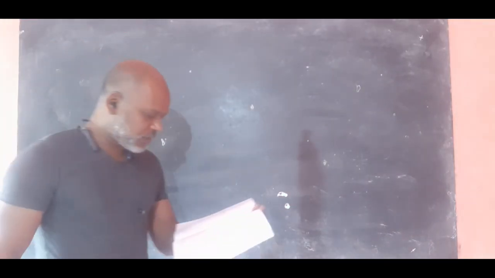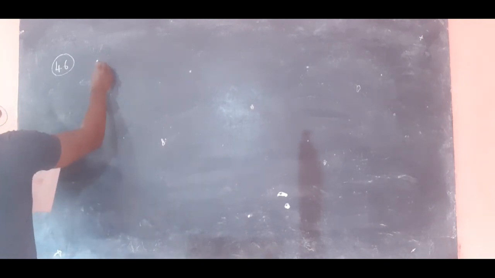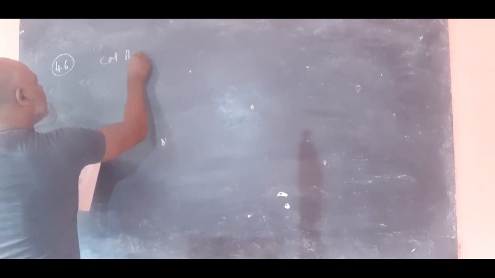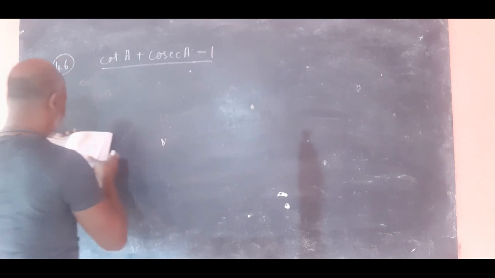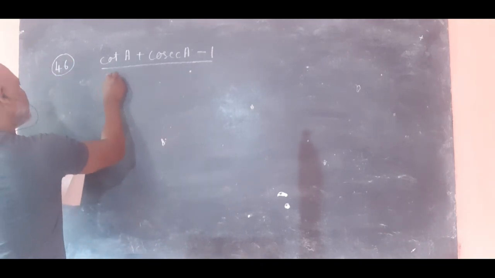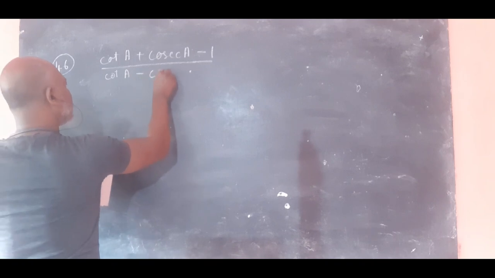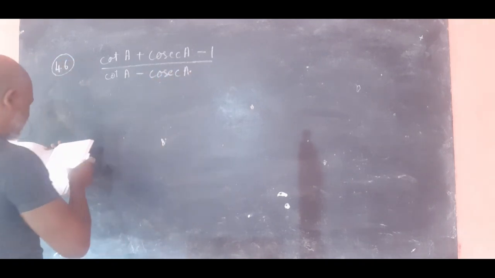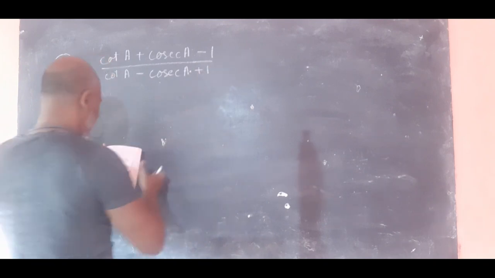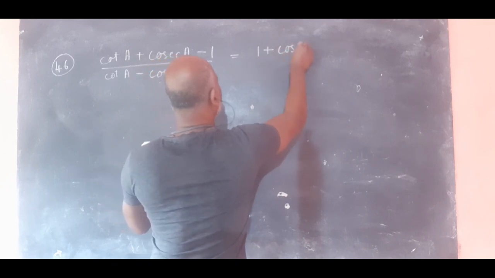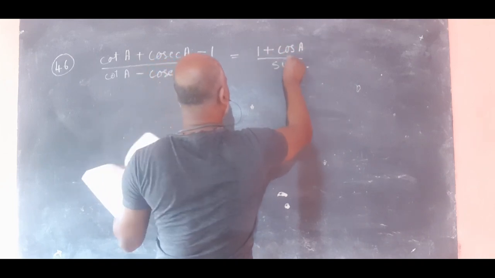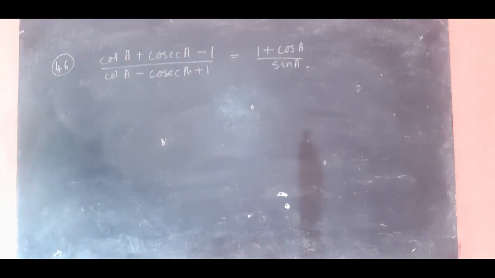So next we'll do question number 46. So question number 46 is as follows: (cot A plus cosec A minus 1) divided by (cot A minus cosec A plus 1) is equal to (1 plus cos a) by sin a. Okay, so we will simplify this.